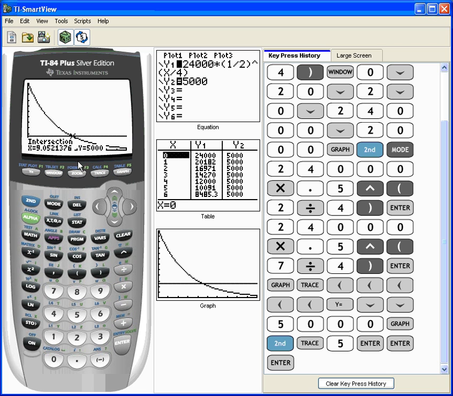Okay, so that's how you do that one. You can type that in and find out what it's going to be for $1,000, how many years that will be. All right, thank you very much.